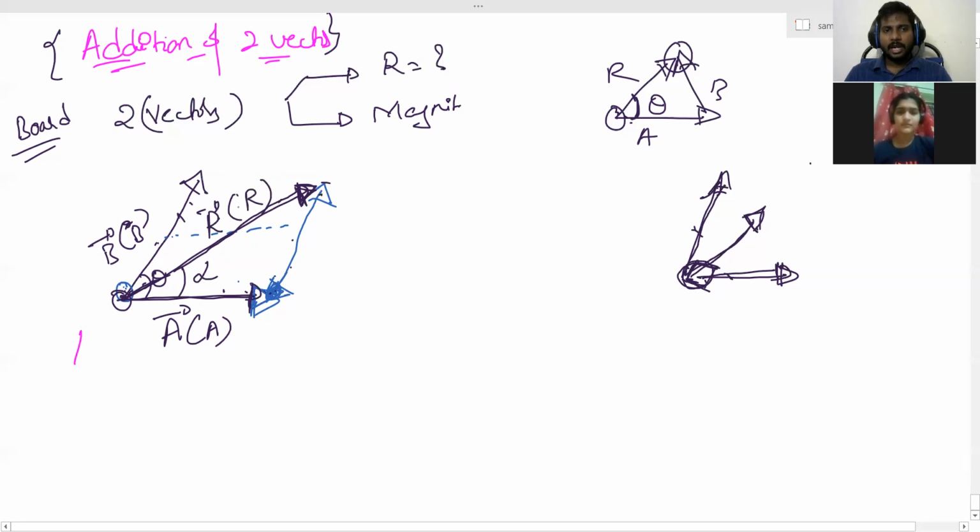So can you find R from A and B? By adding vector A plus vector B, we can find the resultant. I want the magnitude. This is not a right angle triangle, so you cannot say A square plus B square is equal to R square. If i cap and j cap components are known, yes, we can easily take i cap component square plus j cap component square equal to the resultant square. But here we don't know. So what will you do here?